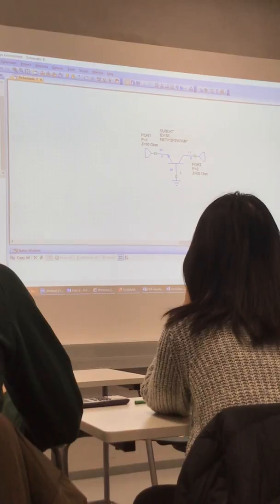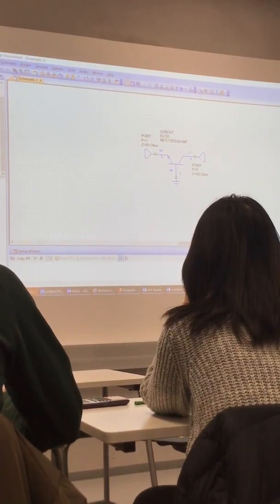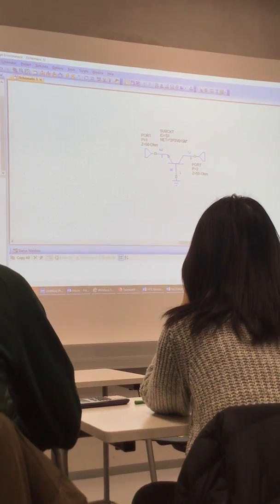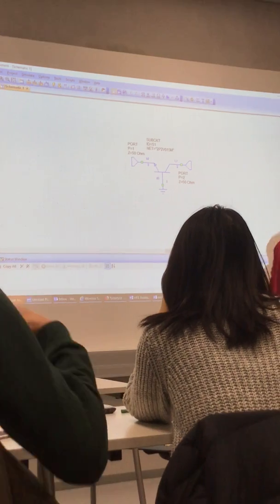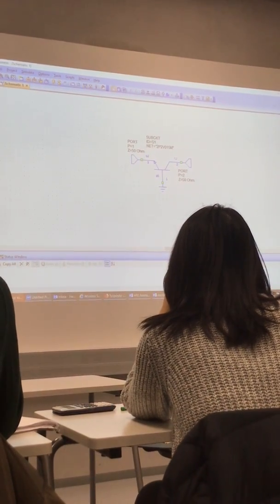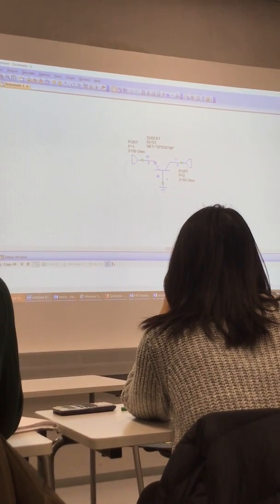Now the input is at the emitter, output is at the collector, and ground is at the base. Now it's at common base configuration.